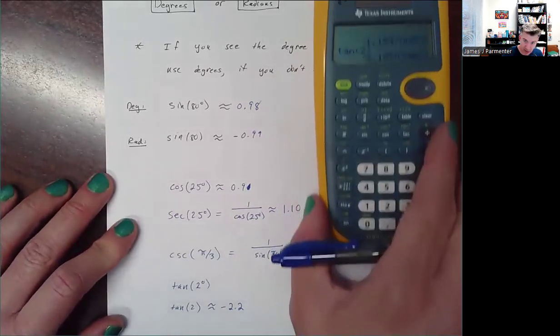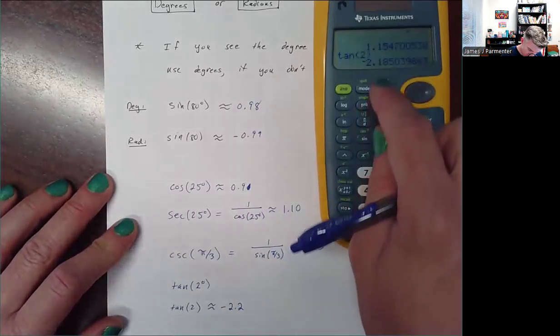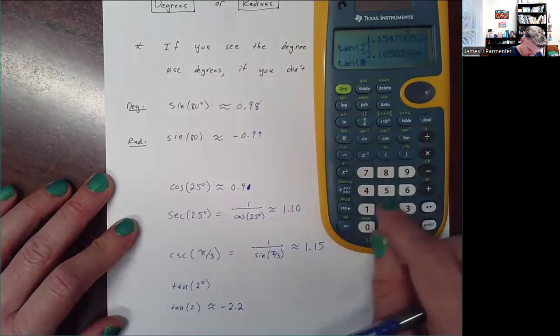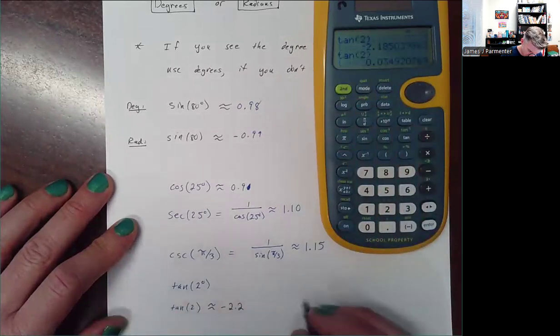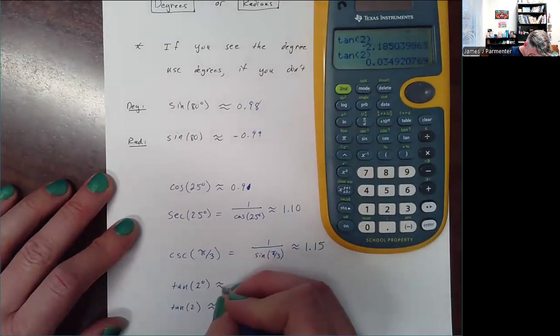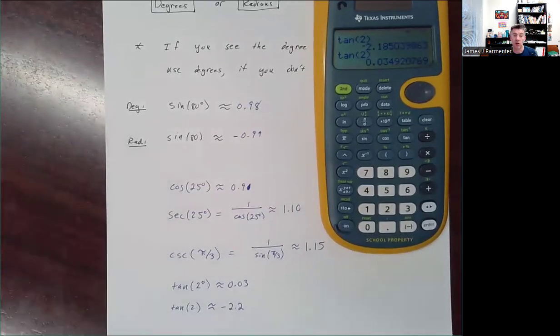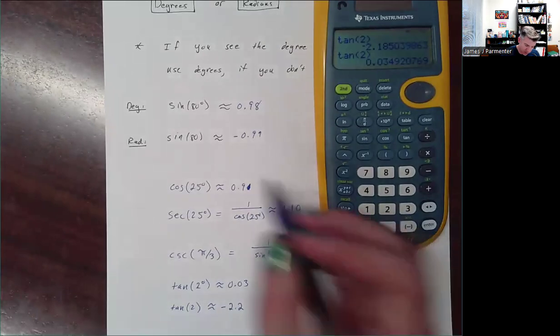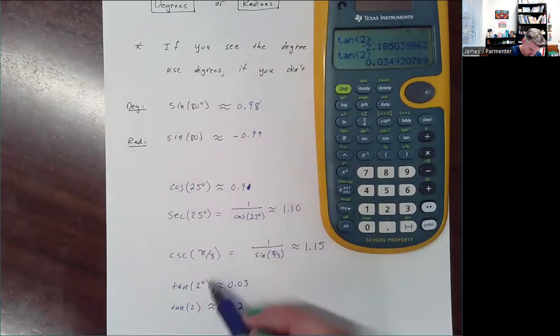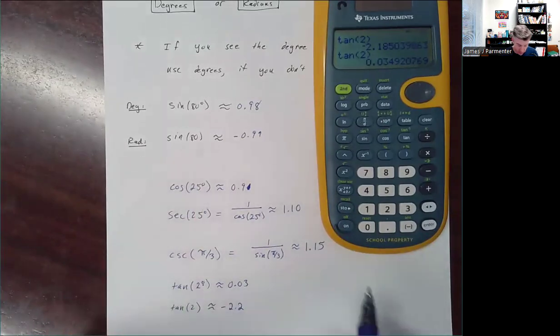tangent of, sorry, I can't quite see that. Tangent of 2 degrees is now going to be about 0.03. Again, very different. So make sure you're in the right mode. You have to be in degree mode if you see the degree symbol. You have to be in radian mode if you don't see the degree symbol, whether it looks like it should be in degrees or not, right?